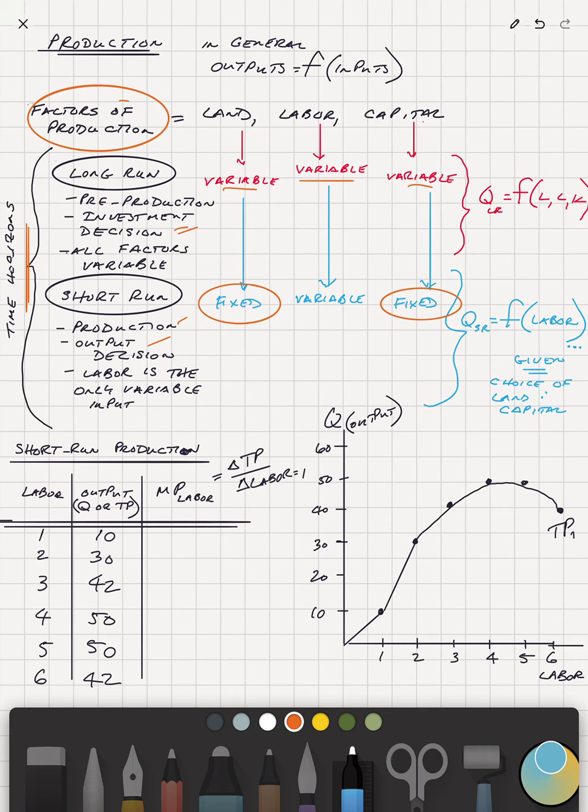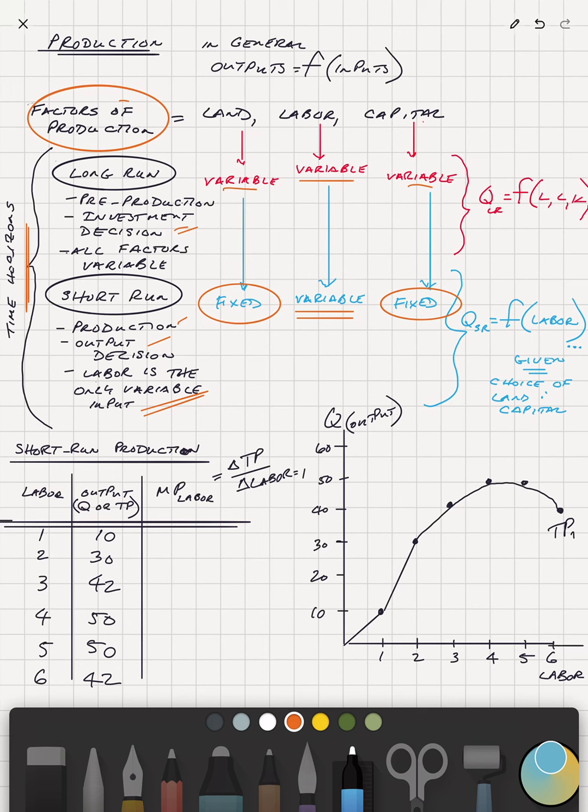Am I going to buy a tractor? How many shovels? How many gloves? How much fencing, etc. The only thing that I can change, and this is important, the only thing that I can change in the short run is the amount of labor that I employ. That is my variable input.